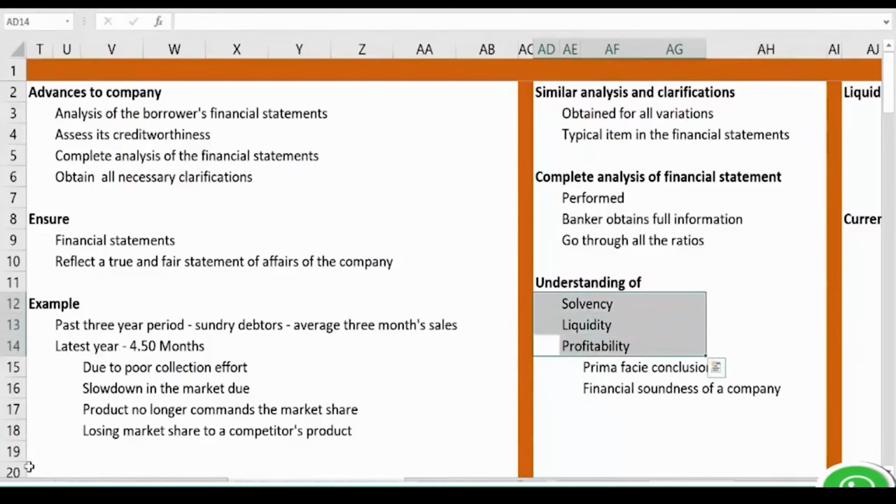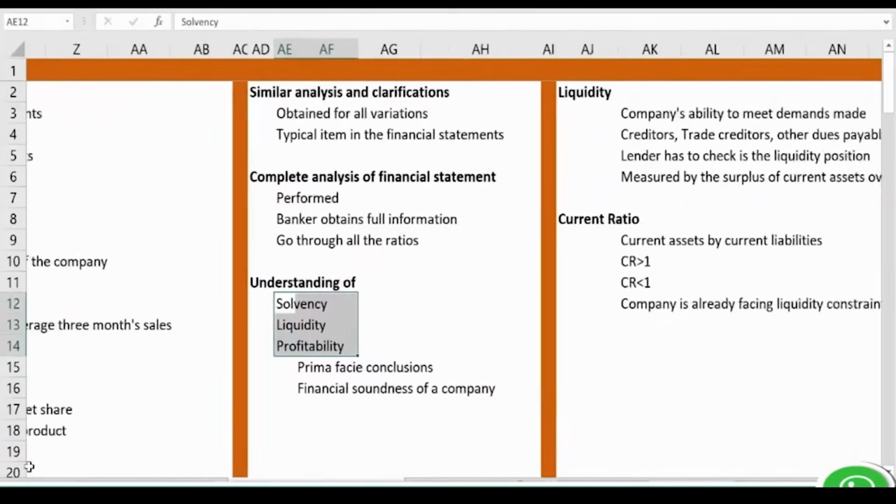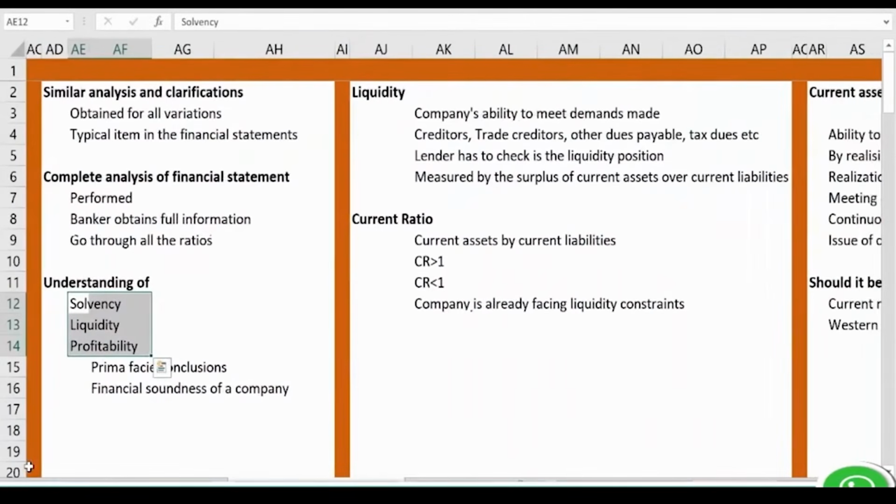So these three will give a prima facie conclusion as to how sound a company is when it comes to financial stability, or we can say financial soundness. That is, these three: solvency, liquidity, and profitability will communicate the financial soundness of a company. Here, let's go a little deeper into liquidity.